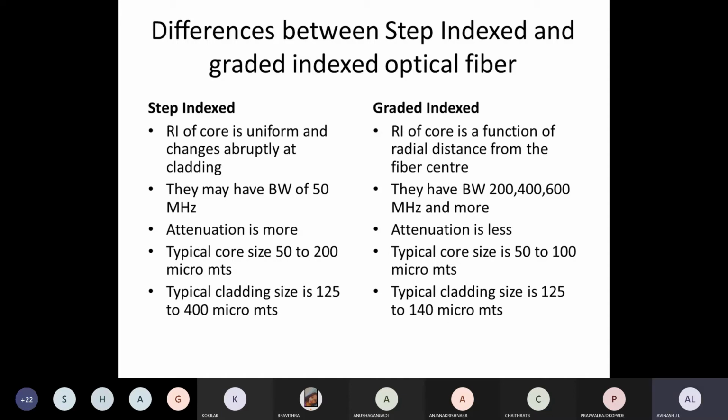So the typical cladding size is 125 to 140 micrometers in graded index fiber, whereas in step index it is 400 micrometers. So there is some small diametrical change. Okay, so geometrical changes will be there. Apart from it, a few technical changes are also present, which contribute to step index as well as graded index fiber. Please make a note of it.